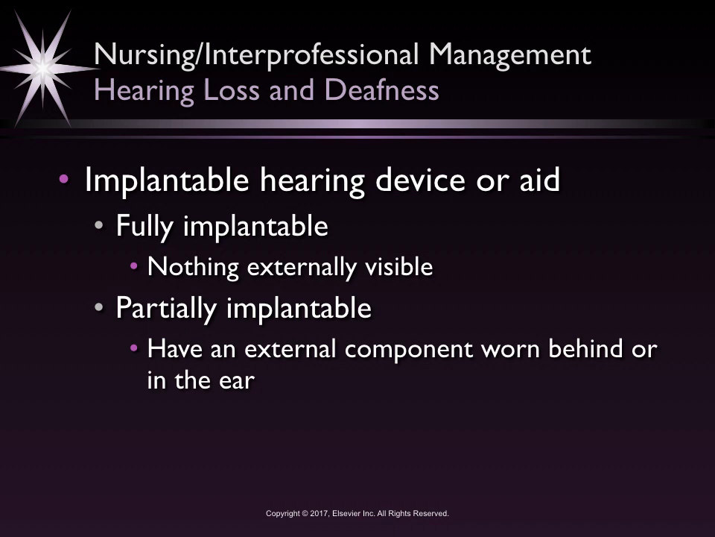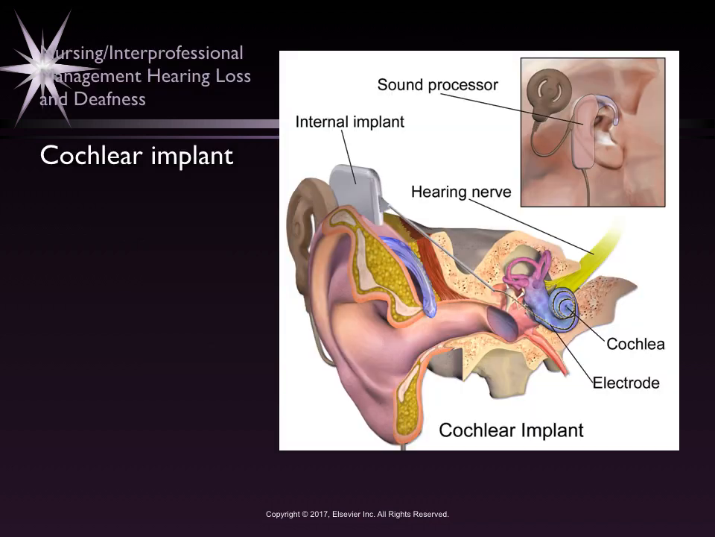Also, there are implantable hearing devices or aids. Some are fully implantable with nothing externally visible, and others are partially implantable because they have an external component that's worn behind or in the ear. These are for patients that cannot or will not use traditional hearing aids or do not want to go with a cochlear implant. They amplify sounds and they transmit the sound vibrations through the ear.